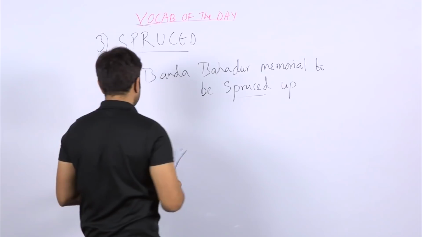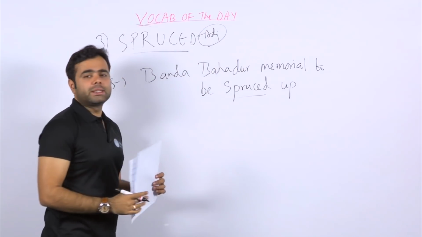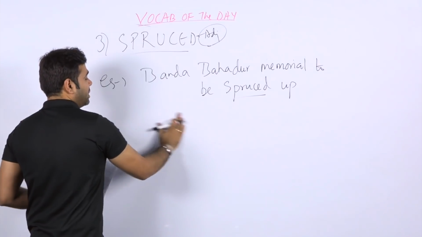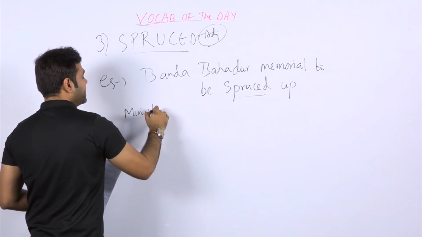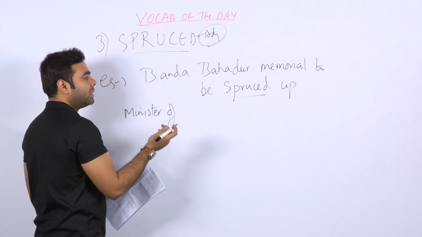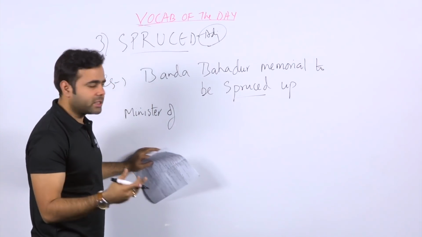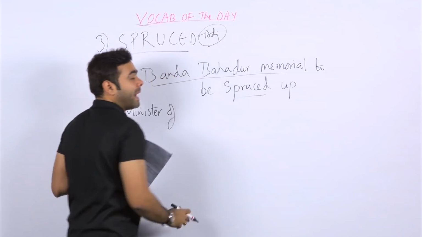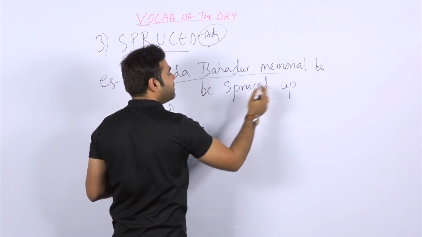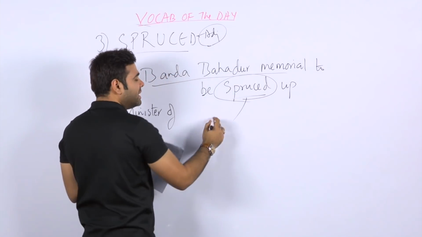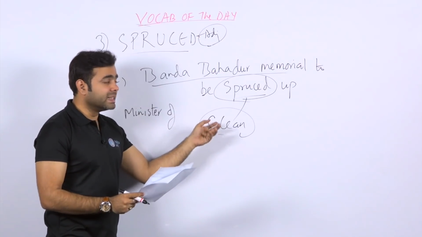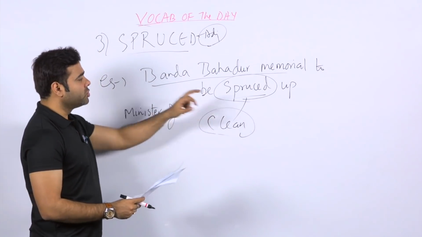Now let's check it out. First of all, the word spruced can be used as an adjective. This particular sentence is in the context where the Minister of State has done an inauguration, where he was present at the Banda Bahadur Memorial. I'm talking about the person whose name is Navjot Singh Sidhu. You must have heard. So he was there, and Banda Bahadur Memorial to be spruced up. Actually, spruced up means to clean something. Are you getting it? This can be in the sense of a verb, but you can use the word spruce in the sense of adjective.